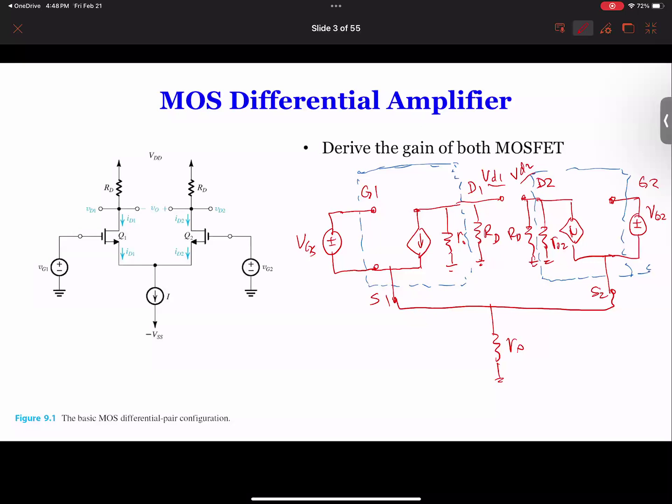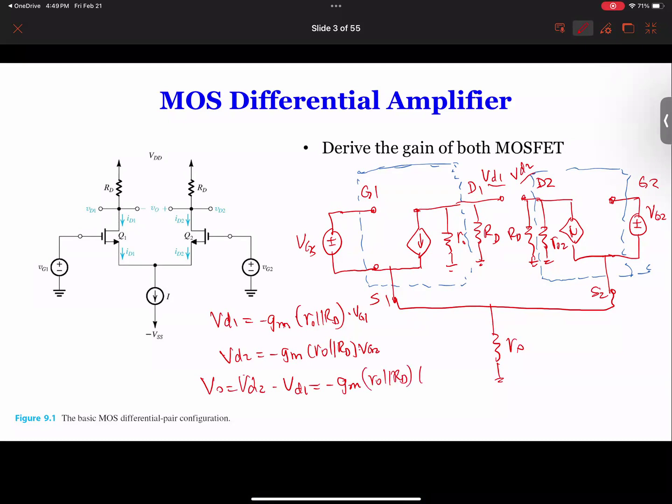By doing this, we should be able to find VD1 and VD2. So we have VD1 equal to minus gm, and because they are all matched, I'm just going to use gm instead of gm1, gm2, and ro instead of ro1, ro2, times ro in parallel with RD. And we have VD2 equal to gm times ro in parallel with RD, times VG2. And our VO is VD2 minus VD1, which becomes gm times (ro parallel RD) times (VG2 minus VG1).